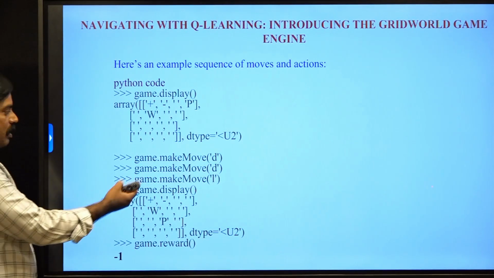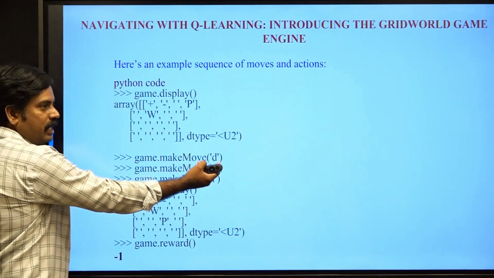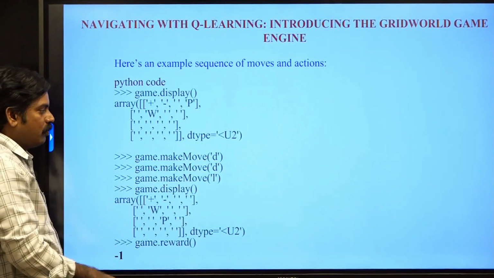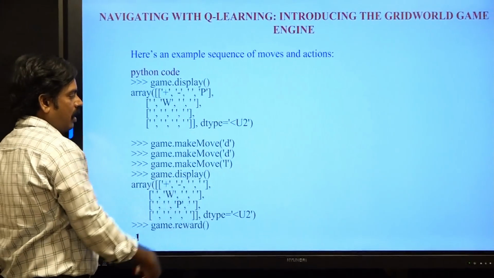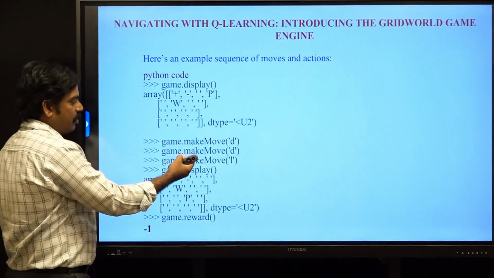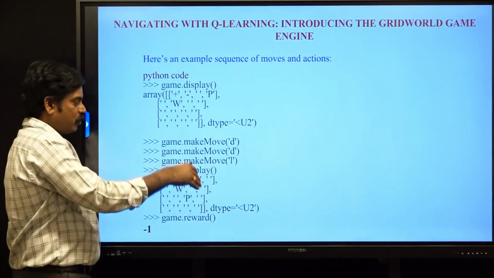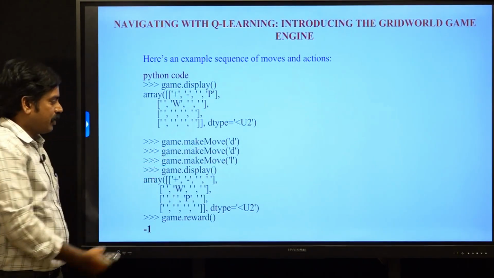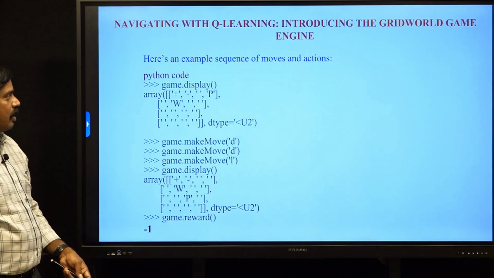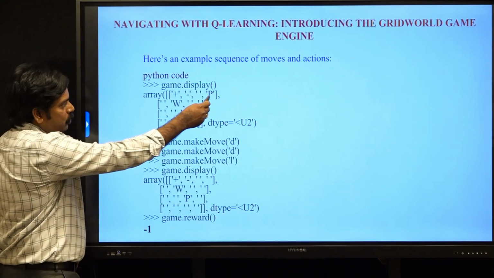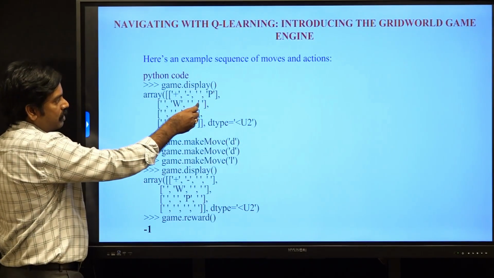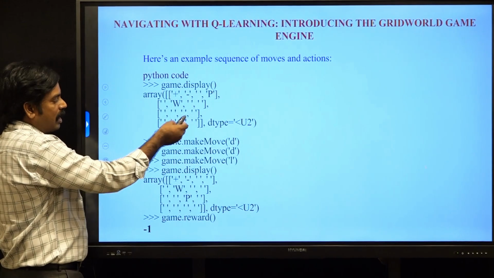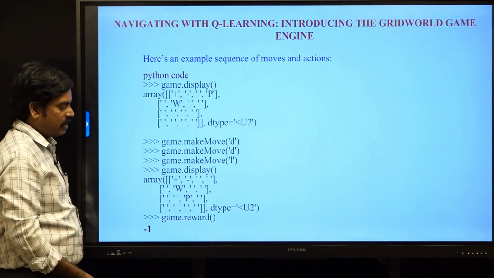After that we apply game.make_move D, which moves the player down, and game.make_move D again, move down, and game.make_move L, move left. Again we apply game.display, and the player has moved down 2 times and then moved left. So the player position is here.